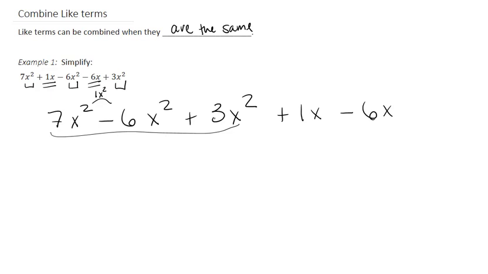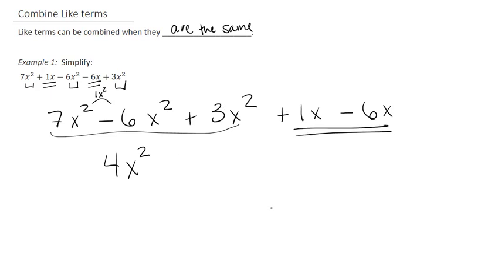And then we need to add it to the 3x squared. So we get 4x squared, because all we do is add the numbers in front of the variable, and we leave the variable as is. So 7 minus 6 is 1, plus 3 is 4. So we have dealt with that.